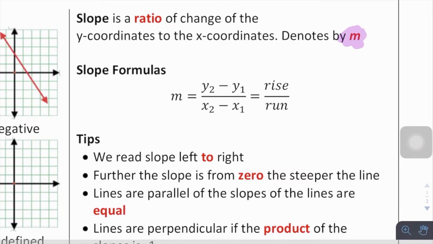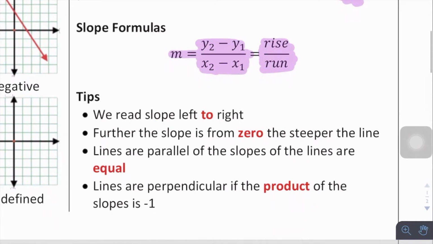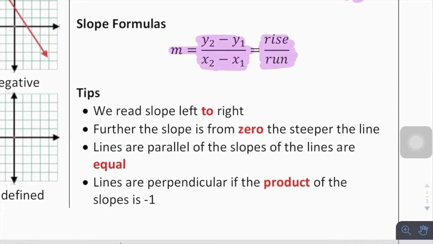A couple of them. One, slope could equal the difference of the y's divided by the difference of the x coordinates. It's also rise over run, a common way to figure that one out, especially when you have a graph. Whenever we read slope, we read it left to right. The further the slope is from zero, the steeper the line.